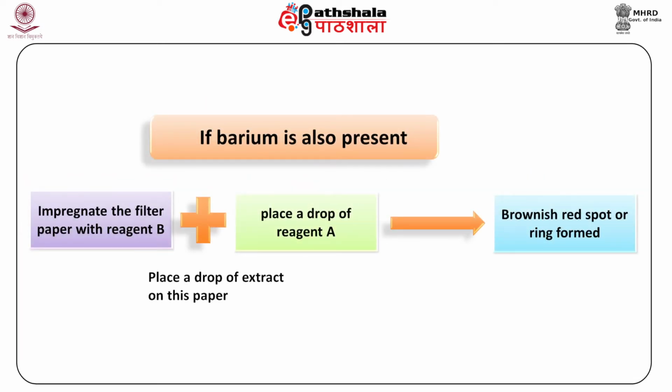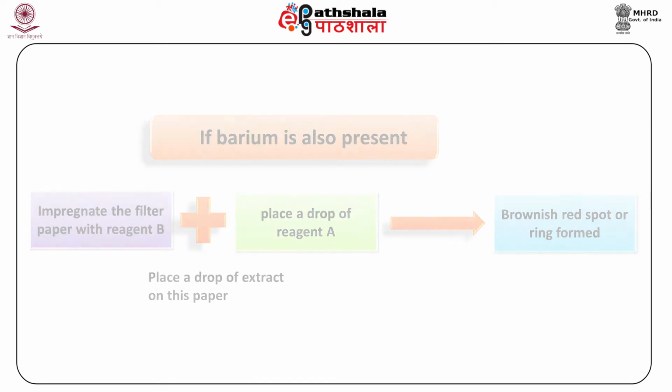If barium is also present, then impregnate the filter paper with reagent B and dry it. Place a drop of extract on this paper and after a minute, place a drop of reagent A on the moistened spot. A brownish red spot or ring is formed, which indicates the presence of strontium ion.